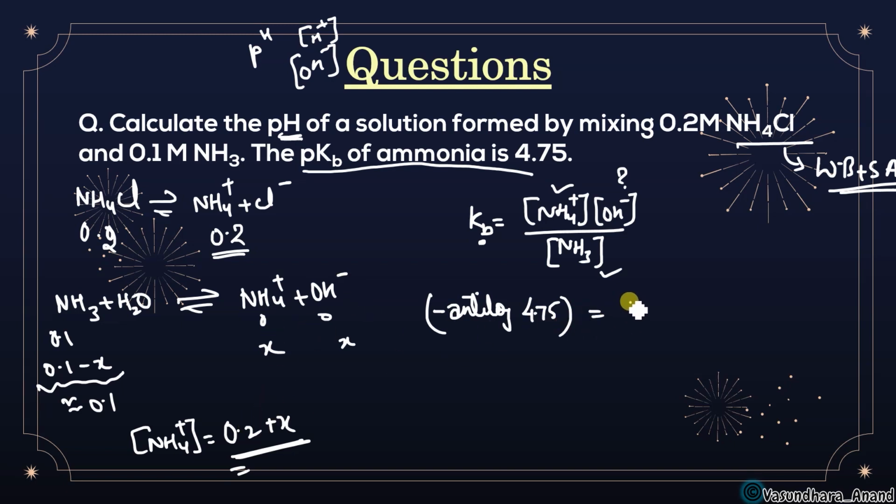NH4 concentration is 0.2. Again, I'm not taking this X. Why? Because X is negligible. So just approximate it to 0.2. Otherwise, the calculation will be tough for you. If you add X, it's not a wrong thing. It will be correct, but your calculation will be a little tough. So since I have assumed X as negligible, here also we can neglect X. Okay, got it? So 0.2 into this OH minus concentration, which is X, upon NH3 concentration, which is 0.1. So this is going to be cancelled out, that is, 2 will be left.